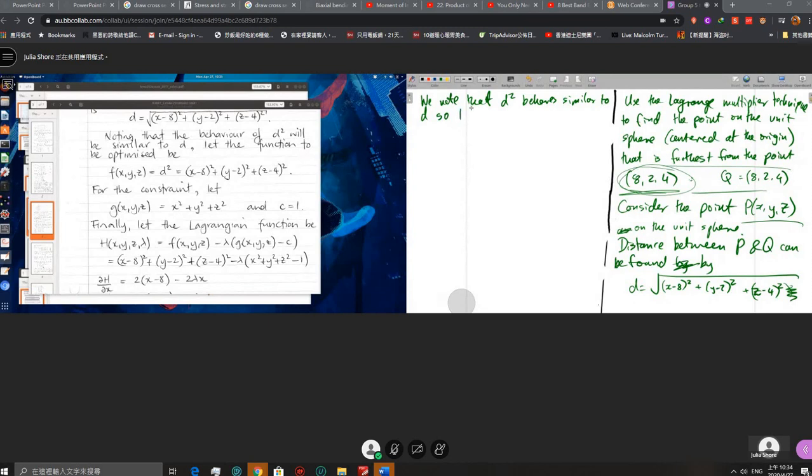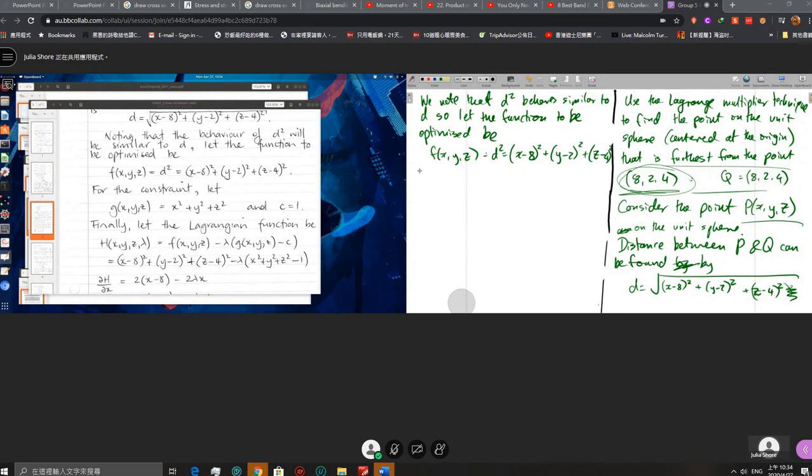So let the function to be optimized be, so we've got our f of x, y, z being equal to d squared, which is equal to x minus 8 squared plus y minus 2 squared plus z minus 4 squared. So we're trying to find the maximum value of this function.